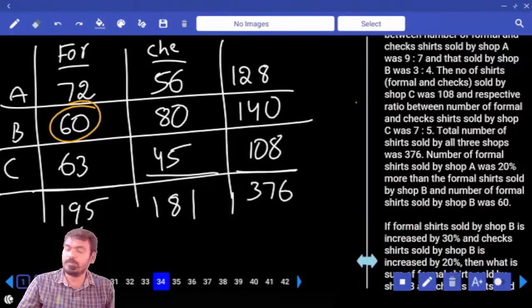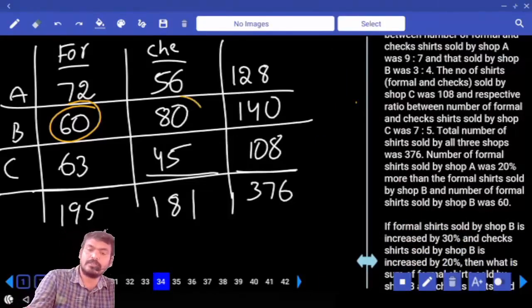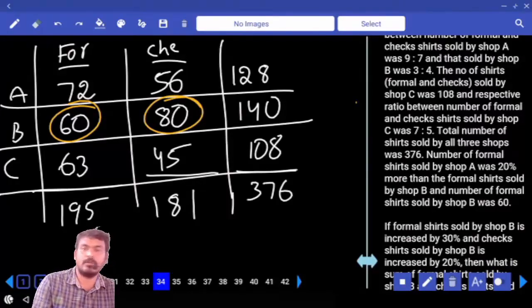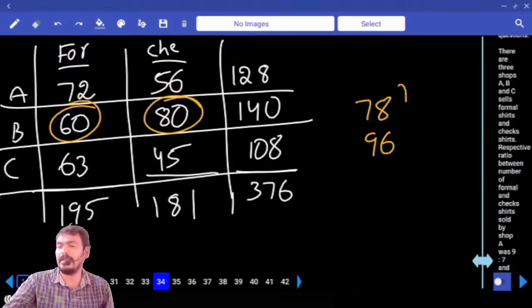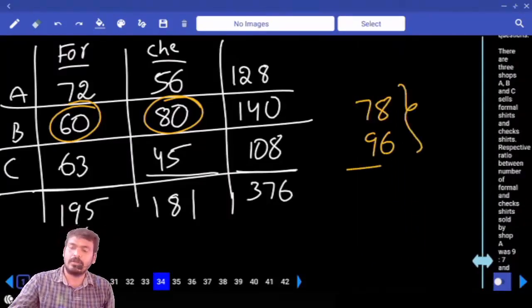Next, checks also increased by how much percent? 20%. What is the checks value? 80. 20% increase means 16 increase, or not? 80 plus 16, 96. Both are adding or subtracting? Adding. Total it is 174.